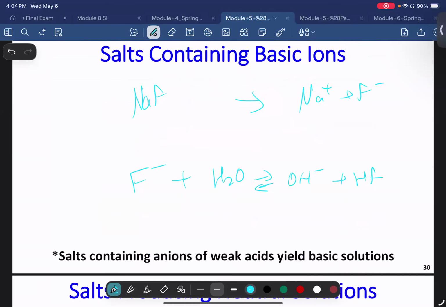This could be like NaClO2, right? You would have to be familiar with that this is a relatively strong base because HClO2 is a relatively weak acid. Like that's something he would expect you to know.